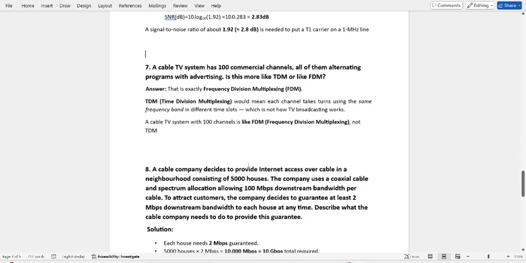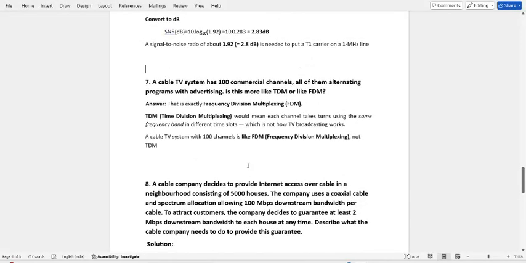Now seventh one. A cable TV system has 100 commercial channels, all of them alternating programs with advertising. Is this more like TDM or like FDM? Here TDM is time division multiplexing, FDM is frequency division multiplexing. TDM would mean each channel takes turns using the same frequency band in different time slots, which is not how TV broadcast works. A cable TV system with 100 channels is like FDM, not TDM.